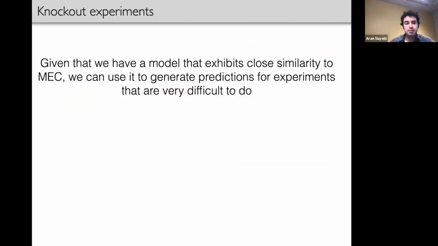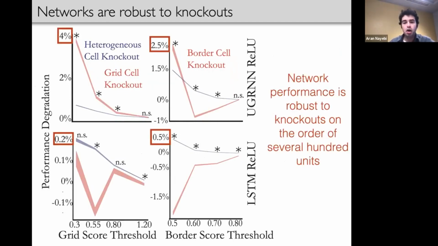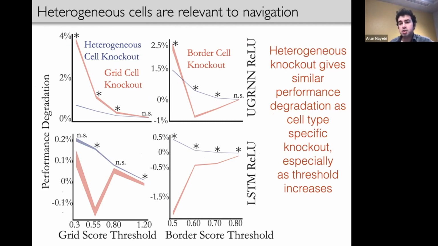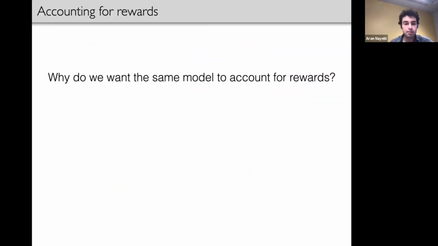Now, given that we have a model that exhibits close similarity to MEC, we can also use it to generate predictions for experiments that are otherwise very difficult to do. So we focused on knockout experiments. And we see that when we knock out units on the order of several hundred, which corresponds to the same definitions that are used to define border and grid cells, network performance is actually relatively robust to knockouts of that size. And furthermore, the heterogeneous knockout, which is a random sample of the same number for each definition of grid and border cell, gives a similar performance degradation as the cell type specific knockouts, especially as the threshold increases.